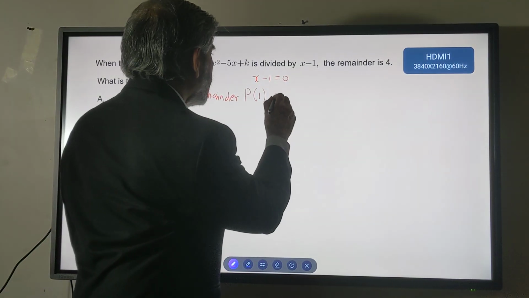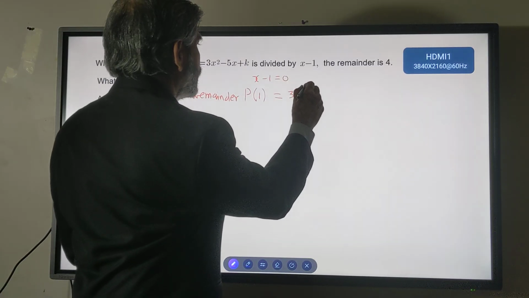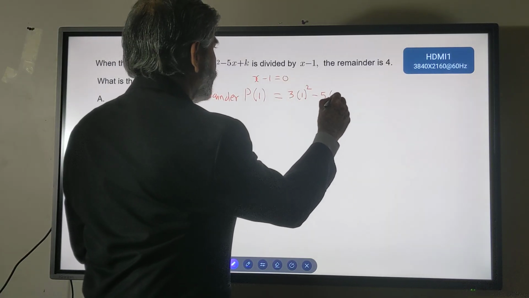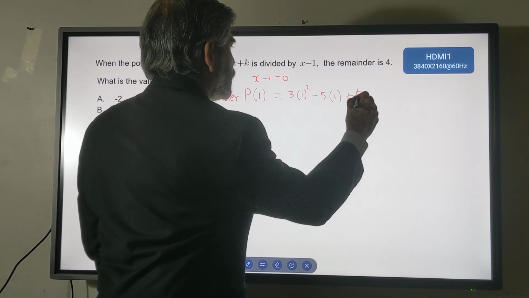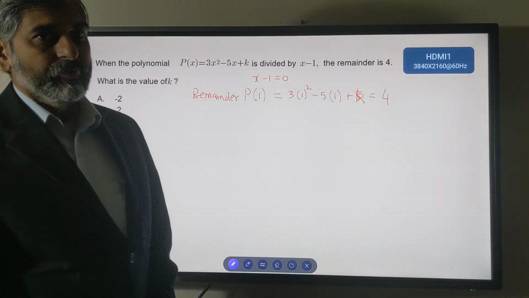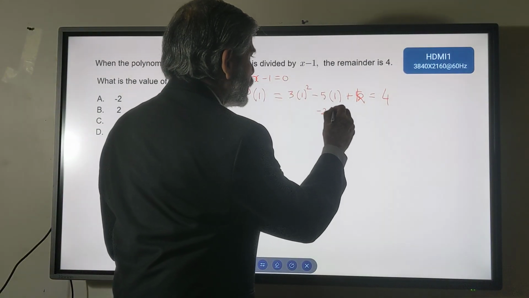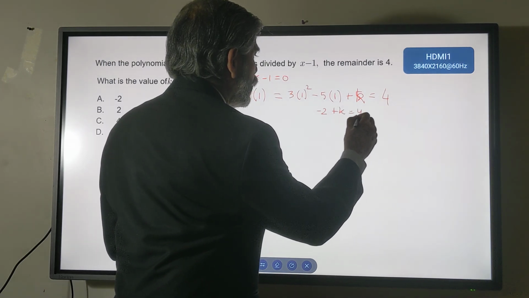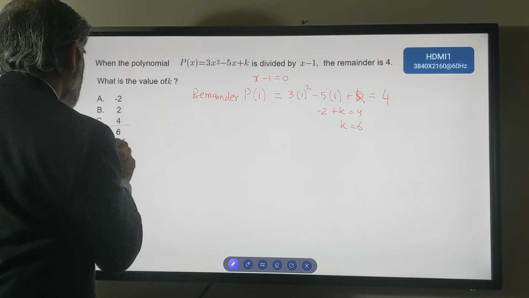And p(1) is nothing but 3 into 1 squared, minus 5 into 1, plus k, and that they are saying is 4. Now 3 minus 5 is minus 2, plus k equal to 4, or k is equal to 6. That is, D should be the answer.